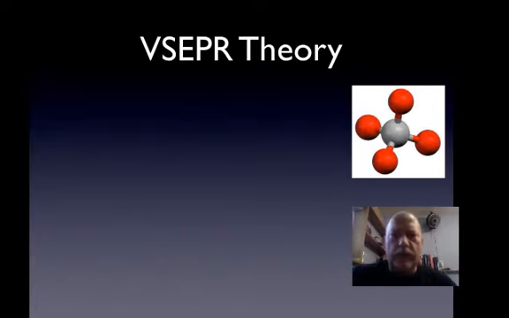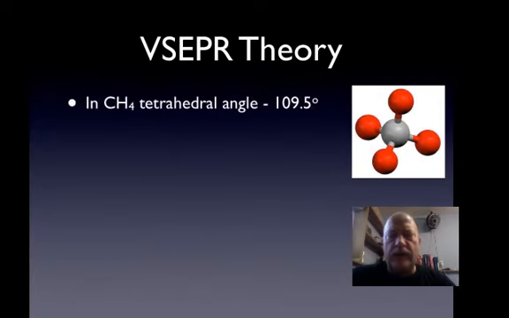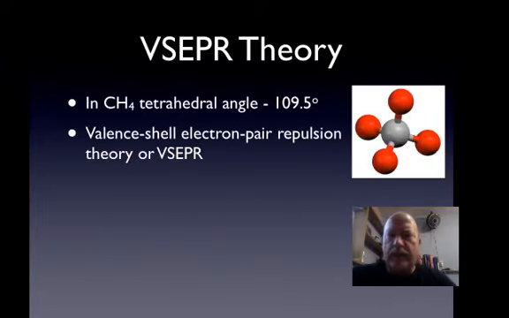All right, let's get into more of the VSEPR theory and talk about shapes. You've done some of these by now. In CH4, methane, we have a tetrahedral angle. The angle is actually 109.5 degrees if you were to measure it. You can see the picture on the right. That's an example of a tetrahedral molecule, CH4.